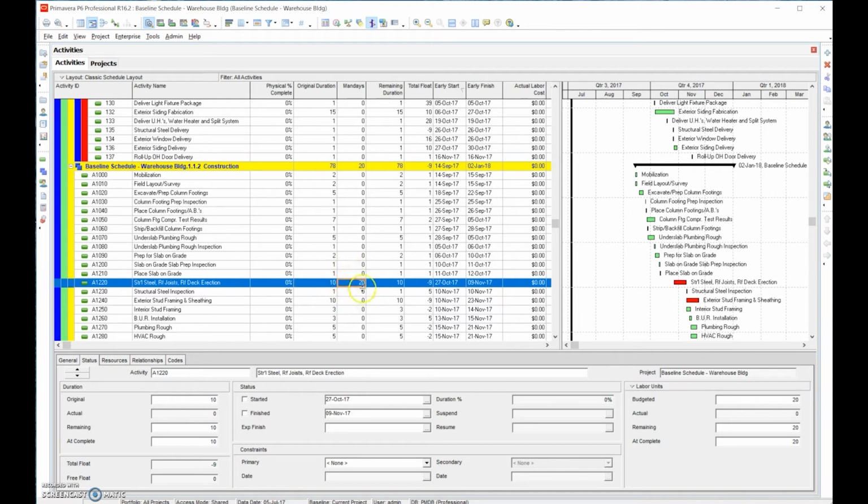The man days never change. Man days are the amount of time it takes regardless. You could have 100 people building a wall one day, or you can have 10 people building a wall over 10 days. So man days never change. Now duration days do change.